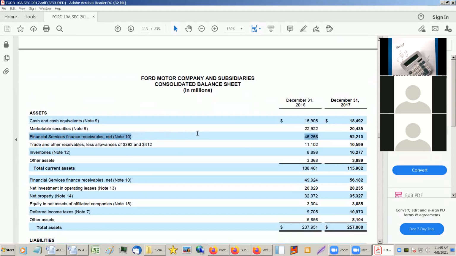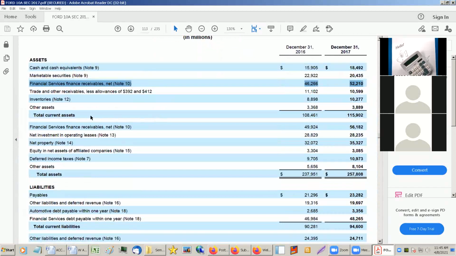So here, I don't know if I can zoom this in or not. Nope. Okay. So here you'll see their financial services finance receivables, net. What they're telling you is that for these receivables, they've already taken out the allowance. And they say, look, if you want to know more about it, there's note 10 down below. You can go take a look at it.